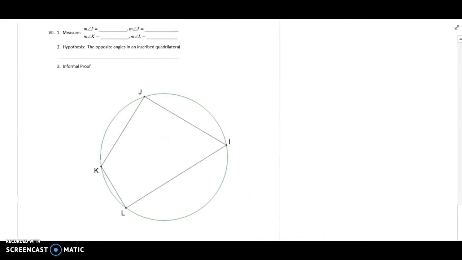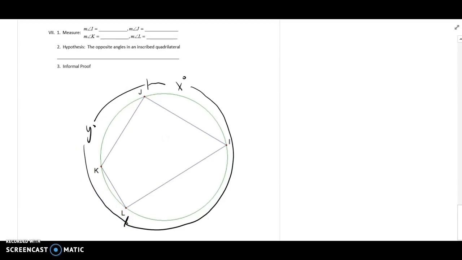And then for the last one, we have this quadrilateral that's inscribed inside of a circle. We can measure all the angles, and an interesting thing happens here. I'll call this X degrees, and this will be Y degrees. Together, I know that since that makes up the entire circle, X plus Y is equal to 360. Now, if I look at this angle K, K ends at point J and point L.